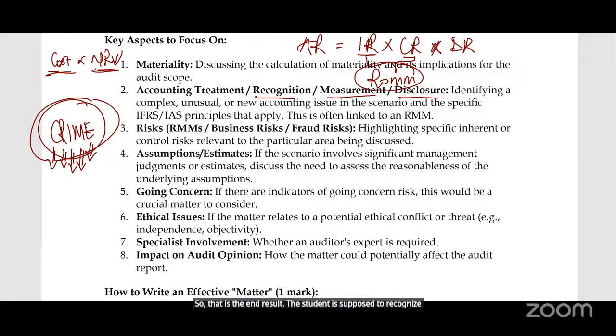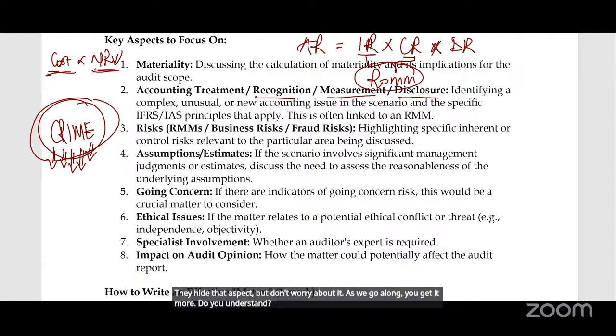But sometimes they hide that aspect. But don't worry about it. As we go along, you will get it more. Do you understand? All right. So that is the thing.